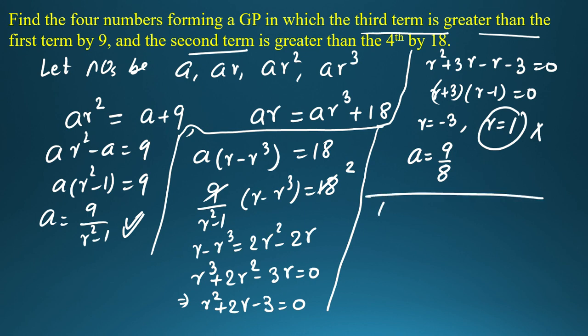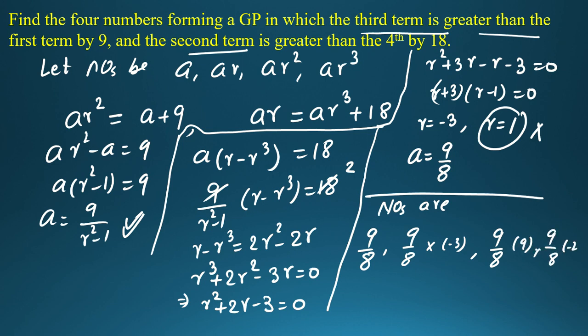So what are the numbers? Numbers are: a means 9 upon 8, ar means 9 upon 8 times r, means minus 27 upon 8, then ar square means 81 upon 8, then ar cube means minus 243 divided by 8.